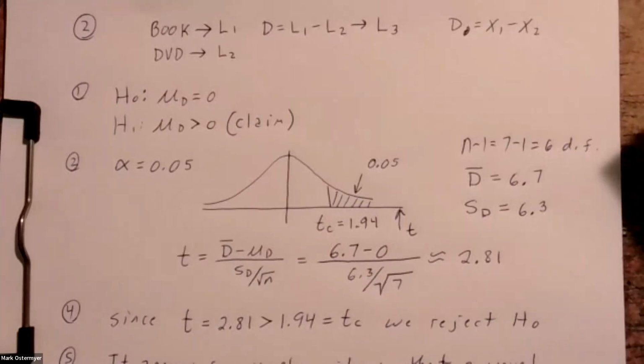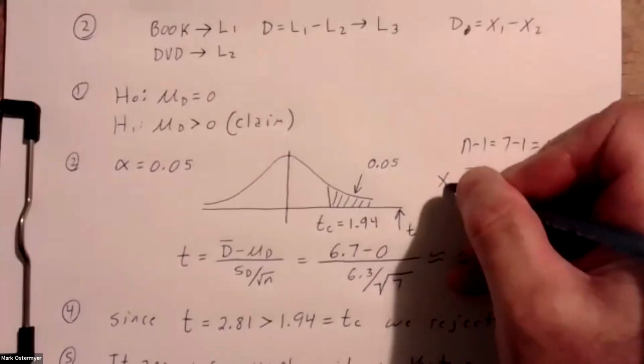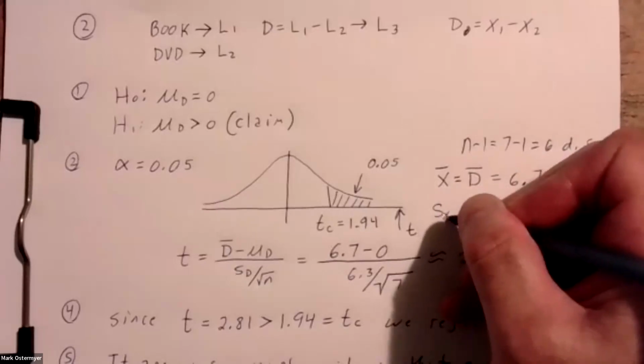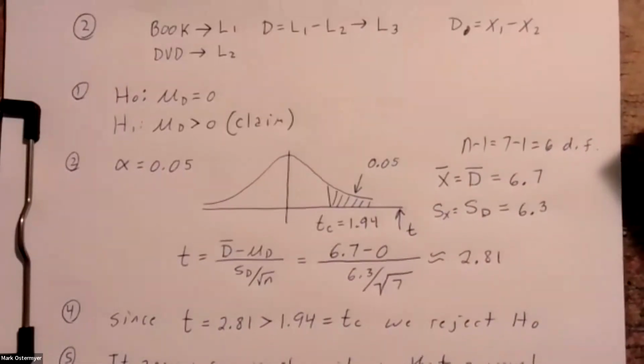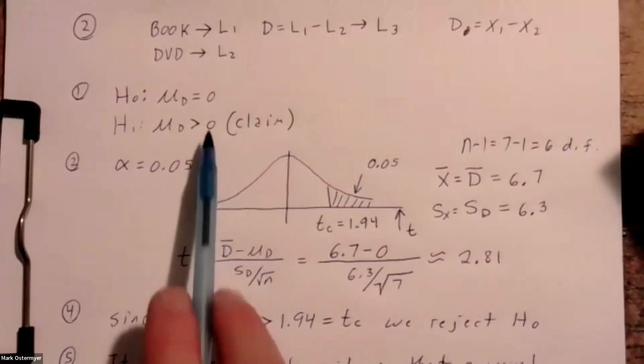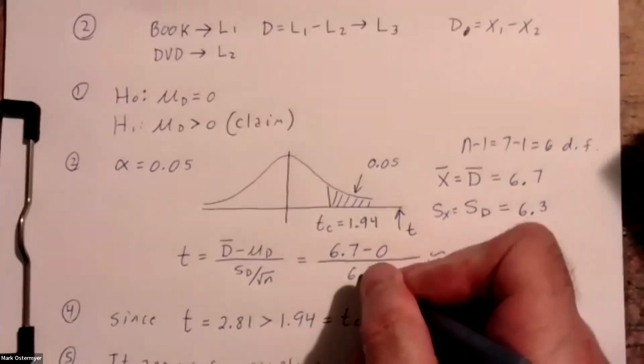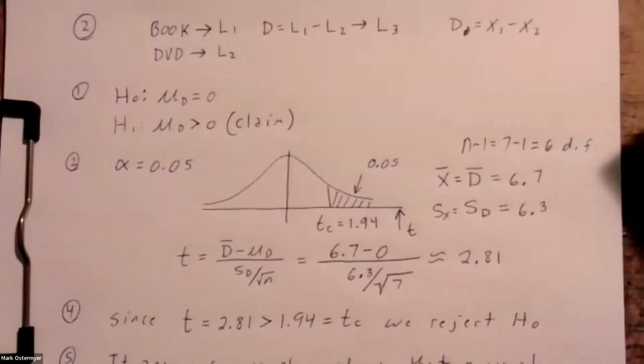Now, by having constructed list 3 on my calculator using the 1-var stats function, I was able to find the mean of those differences, d bar, and the standard deviation. On the calculator, d bar is x bar, and the standard deviation of the differences is s sub x. So 6.3. Then I fed those values into the test statistic formula: d bar minus the mean of the differences under the null, which is 0, divided by the standard error of the sampling distribution, 6.3 divided by the square root of the number of ordered pairs, 7. The test statistic came out to be about 2.81.